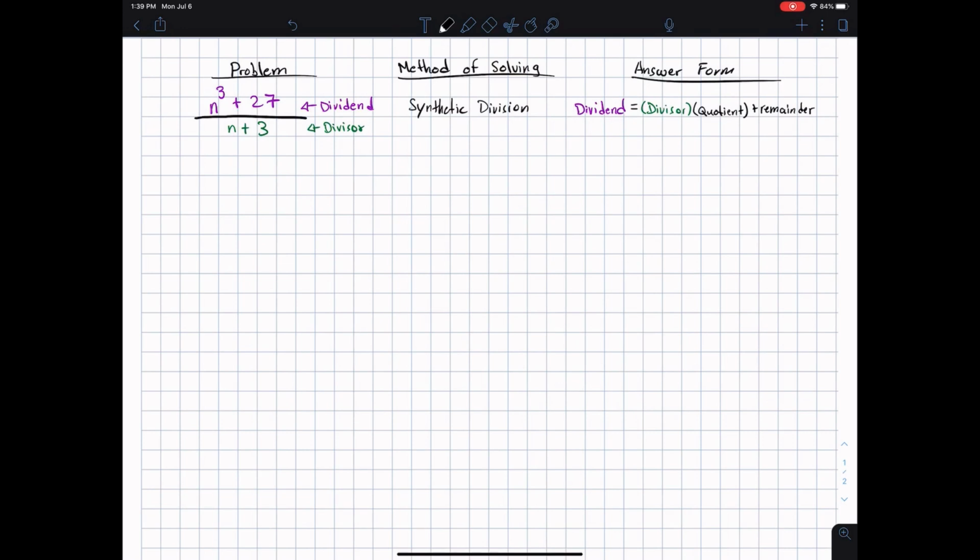Since we are solving synthetically, the terms of our dividend need to be in order. And what I mean by this is this. If you look at the dividend, we have n cubed, and then after that, we jump straight into a constant. But if you guys didn't know, synthetic division depends on the terms being in order. So what I mean is we are missing n squared and we're missing n.